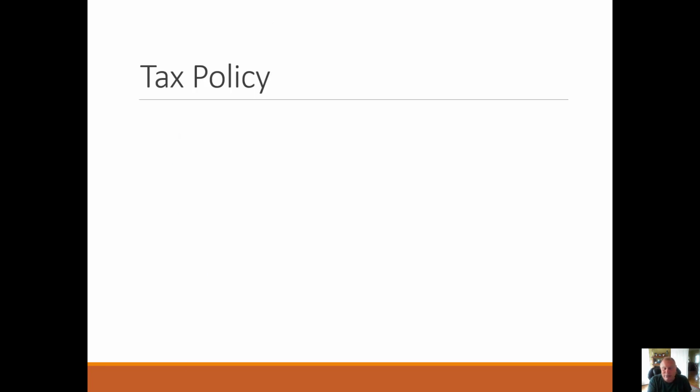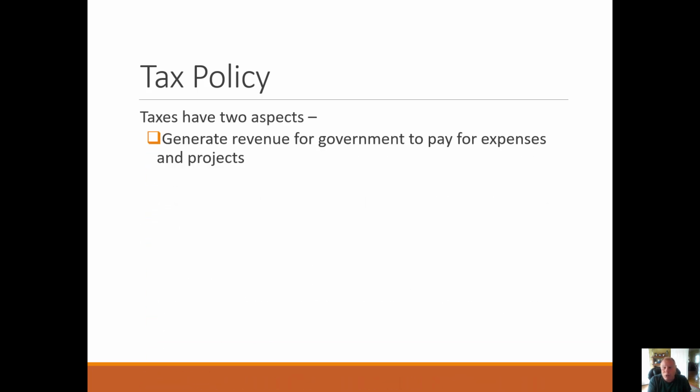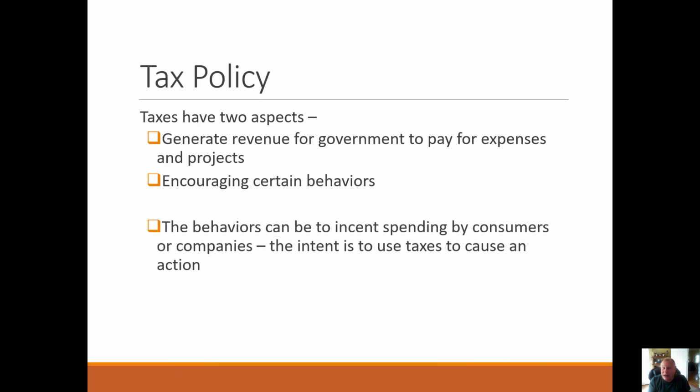We then look at tax policy, which is the other side. You spend and you tax. They really have 2 aspects to taxes. One is to generate revenue for the government to pay for expenses and projects. At the same time, it's to encourage certain behaviors. We're going to do a tax credit or additional tax when we're trying to change a behavior, and that's spending by you and I as a consumer or companies. The intent is to use taxes to cause an action. So it's important to note that distinction in tax policy.